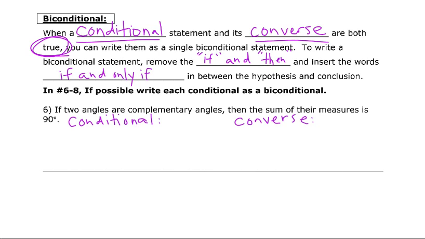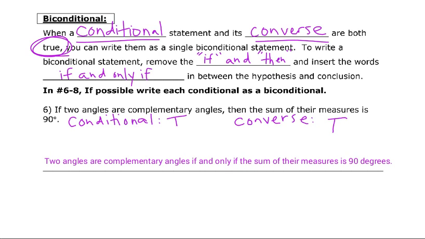For the converse, remember this is where we flip it. So if the sum of their measures is 90 degrees, then the two angles are complementary angles. And yes, that is going to be true as well. So that means for number 6 that we can write a biconditional statement. This is what it would look like. Two angles are complementary angles if and only if the sum of their measures is 90 degrees. So if you remember, we are removing the if at the beginning, we're removing the then, and in place of the then part in the center, we're putting that if and only if. That's how you write the sentence.